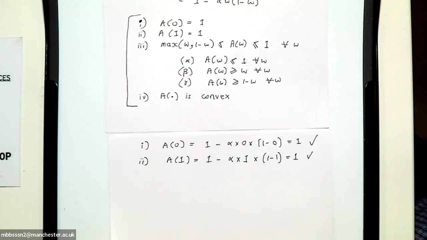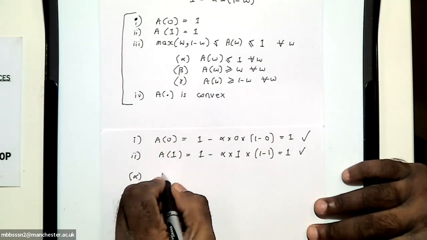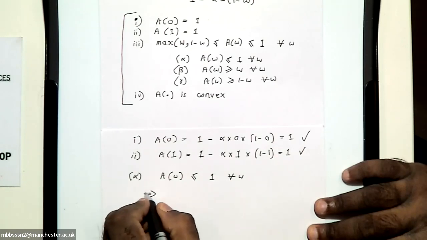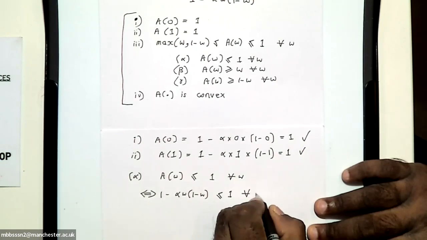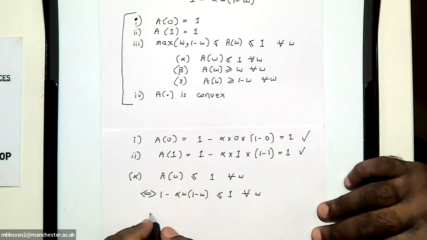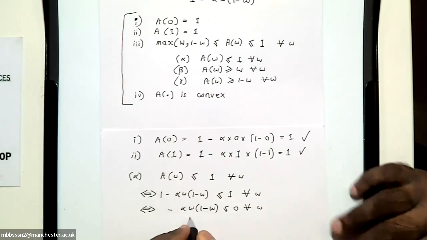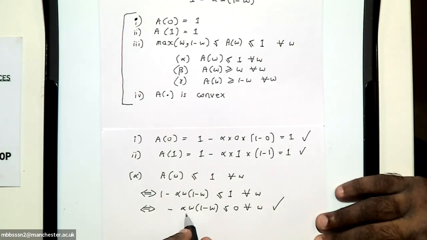Now to check condition 3, we need to check each of these conditions, alpha, beta, gamma. So let's start with alpha. It says that A of omega must be less than or equal to 1 for all omega, which implies that 1 minus alpha omega times 1 minus omega is less than or equal to 1 for all omega. This is the same as saying that minus alpha omega times 1 minus omega is less than or equal to 0. And this is true because alpha is a positive number, and omega is between 0 and 1. So this statement is true. Okay, guys?